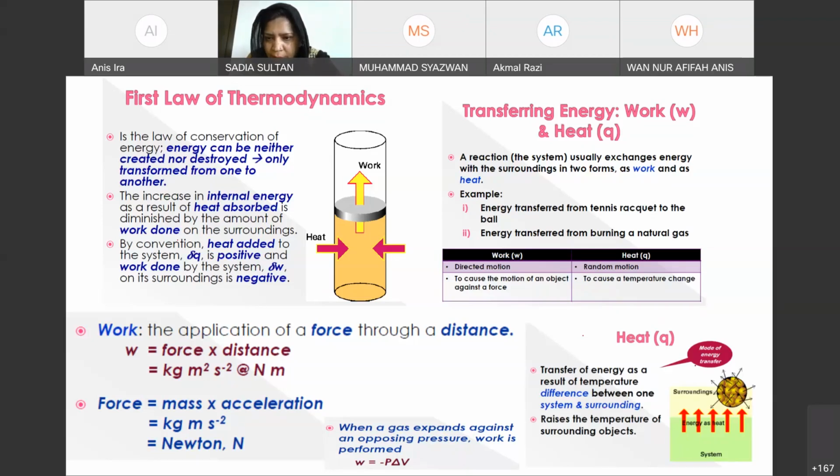So transfer of heat energy as a result of temperature difference between one system and the surrounding raises the temperature of the surrounding objects. You can see here that heat is transferring from the system to the surrounding and increasing the surrounding temperature. For example, if you are in cold weather and you use a heater, the heater is your system and you are feeling very cold. When you switch on the heater, after some time you feel very hot, because the heat is transferred from the heater to the surrounding. If your surrounding temperature is around 10, for example, and you want around 25 or 30, once it becomes 25, the temperature of your surrounding, which was cold before, is around 25. So this is a transfer.